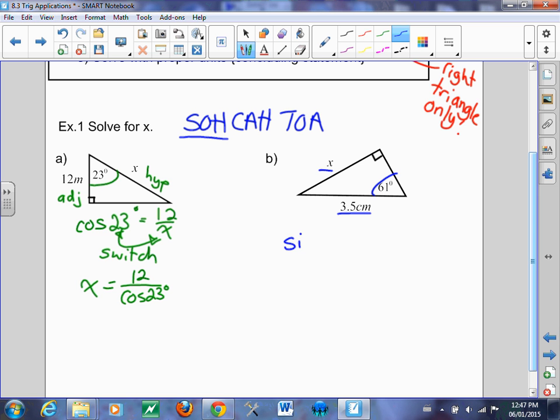So we're going to go sine of 61 degrees equals, remember it's got its proper order, so it's the opposite side, which is x, over the hypotenuse, which is 3.5. X is on the top, ladies and gentlemen, so we cross multiply. So x equals 3.5 sine of 61 degrees. Plug that in your calculator, and you're going to get x equals 3.1 centimeters. Cool. All right, so that was finding some side lengths. Okay, now we're going to go practice finding some angles.